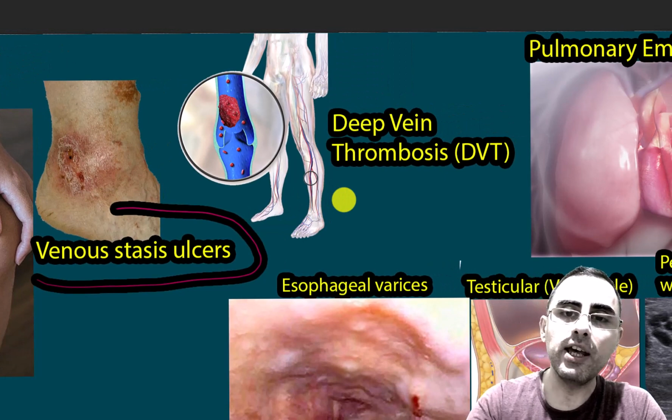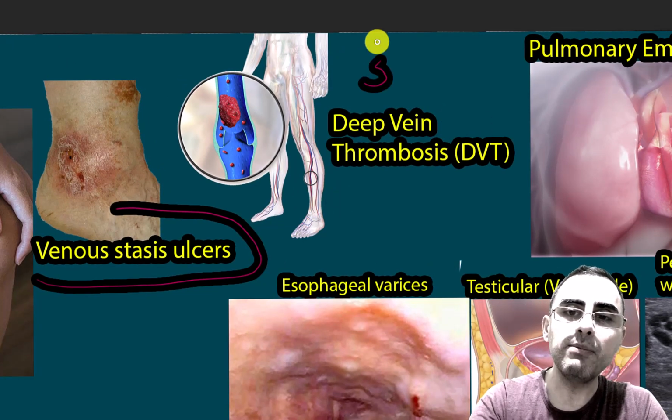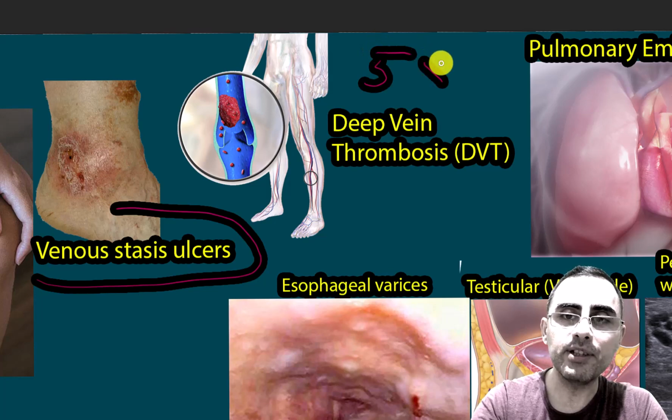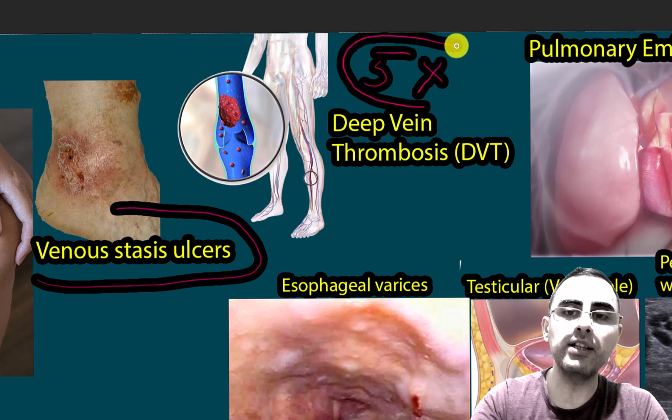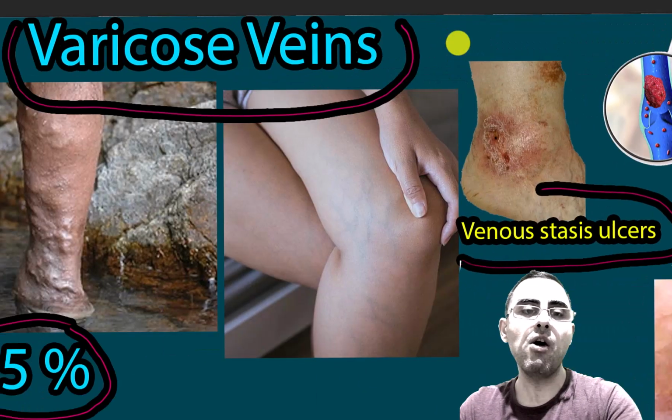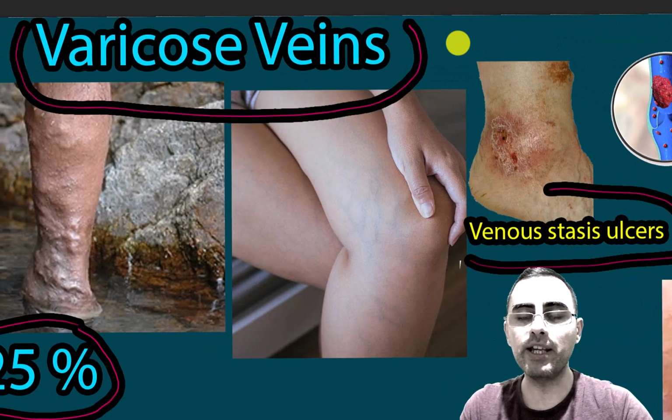For example, it can increase the risk of deep vein thrombosis 5 times. So it's important to focus on the potential risks of varicose veins.